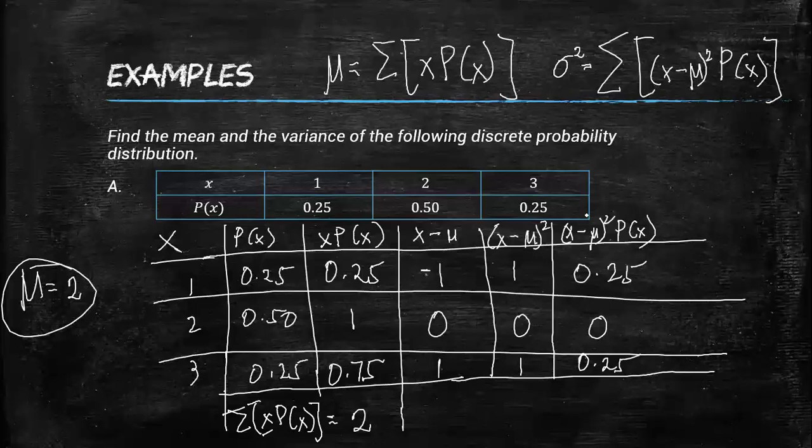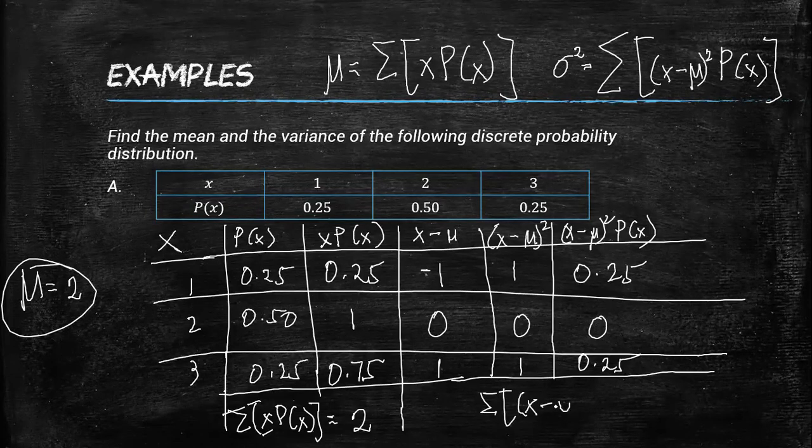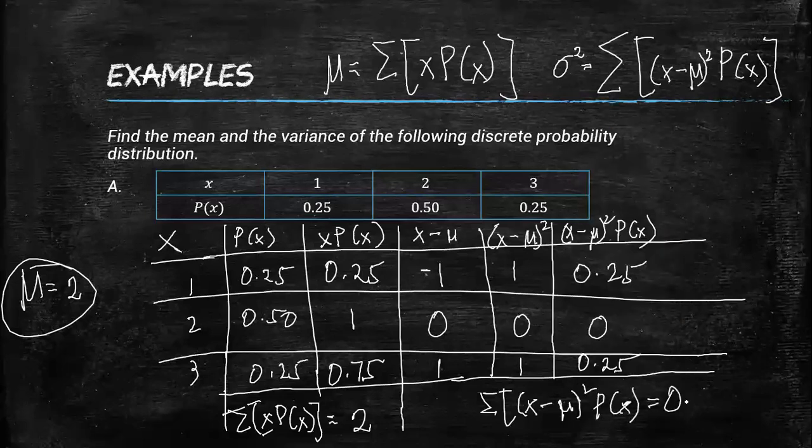What's the sum? Kasi ito na yung sum, di ba? (x minus mu) squared times p of x. Sabi summation daw nun, so pag-a-add lang natin yung (x minus mu) squared times p of x. So, what's the sum? 0.50 or 0.5. Okay. So yan na yung sigma squared natin, class.